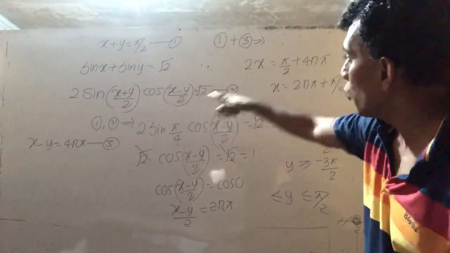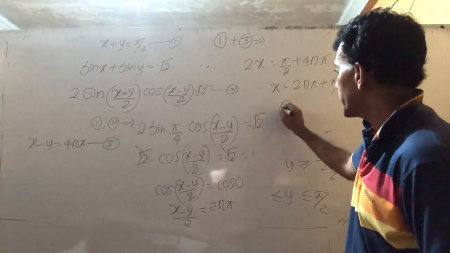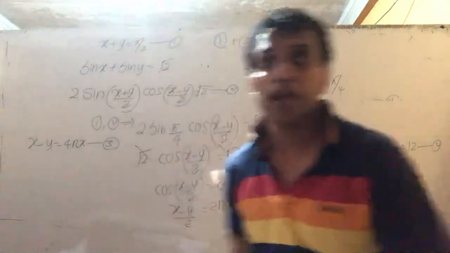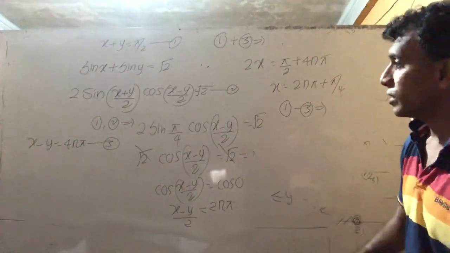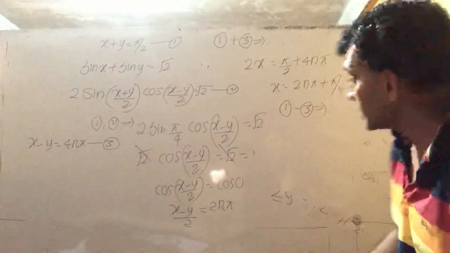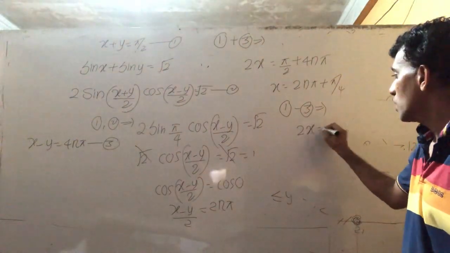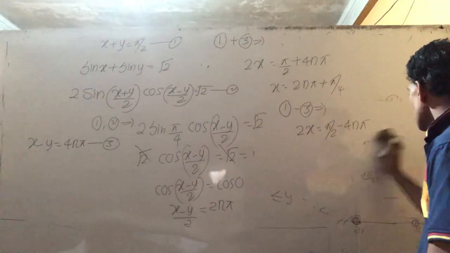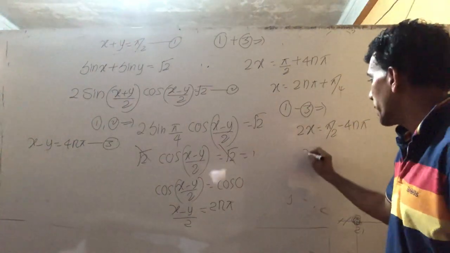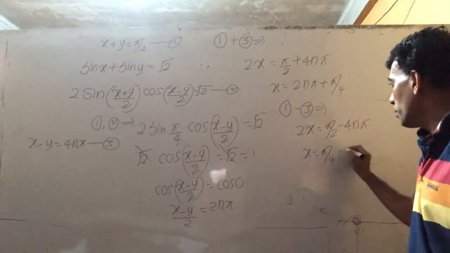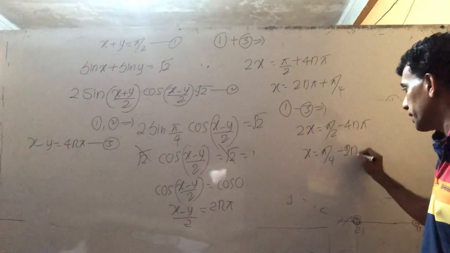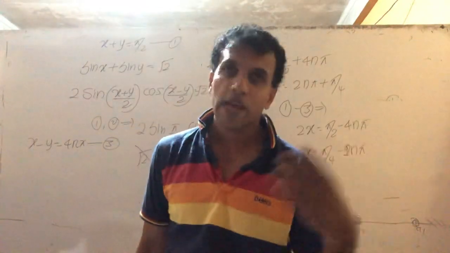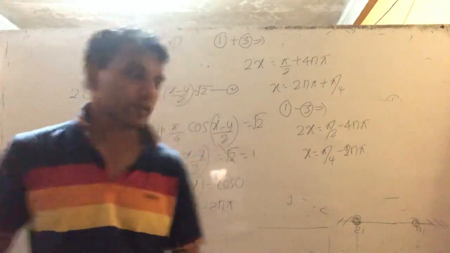So if you add both, y cancels. Now subtract the third equation from the first equation. Then what happened? y cancels, 2x equals π by 2 minus 4nπ. Divide by 2, so x equals π by 4 minus 2nπ. This is a solution in terms of n. We have general solutions only. By applying n values, you can get many solutions for x and y.